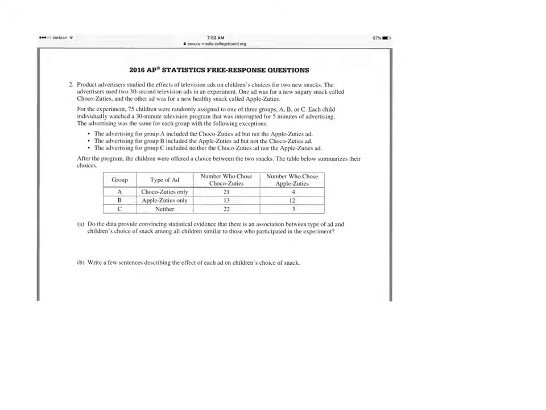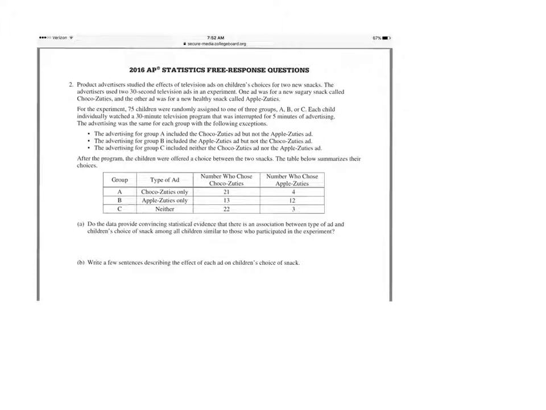So here's an example of a chi-square test for homogeneity for you. This is actually one of the free response questions from one of the 2016 AP Statistics exams. Basically, they took a group of 75 children, but those children were randomly assigned to one of three treatment groups, A, B, or C, described in this table.